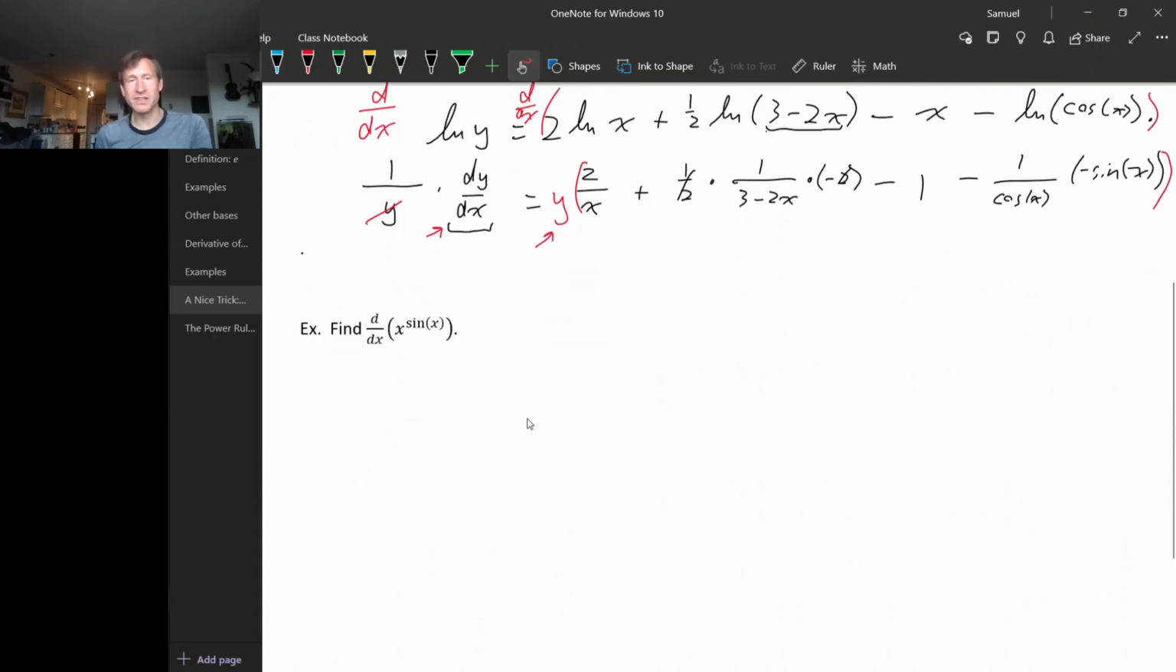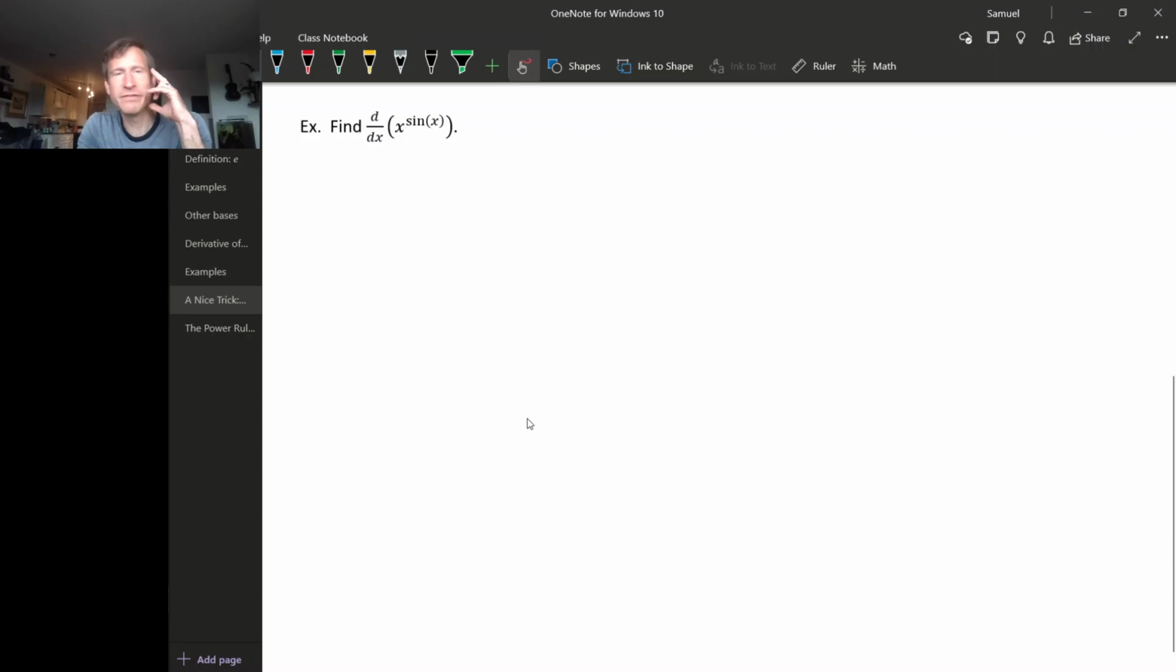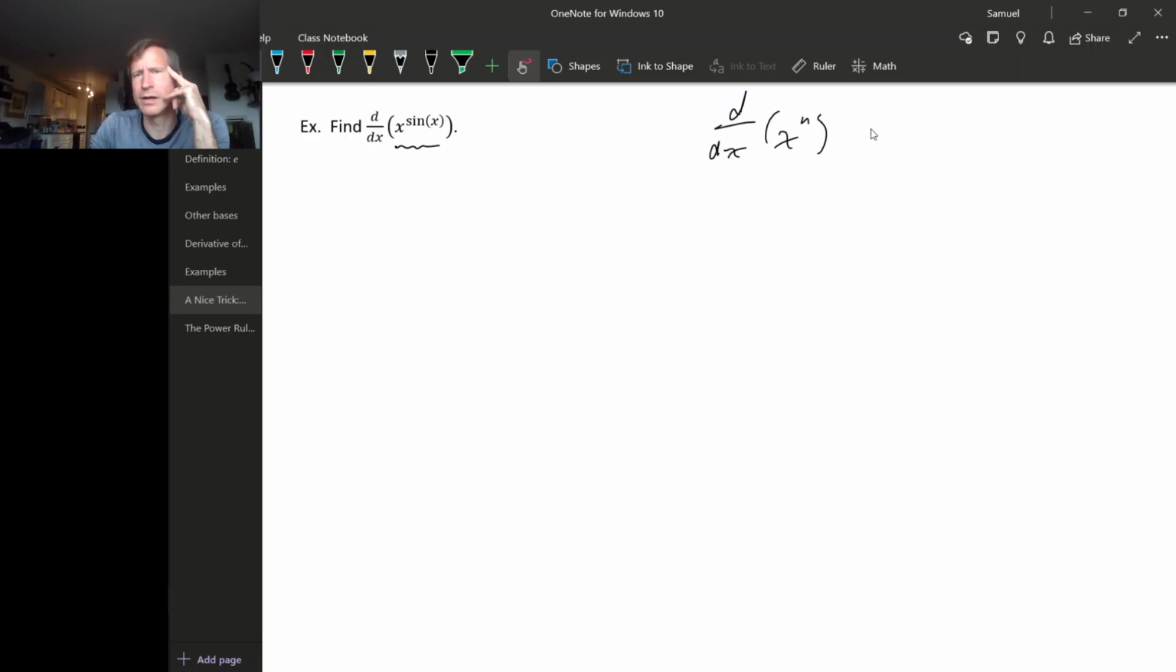For one more example of this, let's calculate this derivative, the derivative of x to the sine x. Now, it's a little confusing how to start because on the one hand, we have the power rule, right? And the power rule says this, but the thing about the power rule is that n has to be a constant. The exponent has to be a constant. And that doesn't apply to this situation because sine of x isn't a constant.